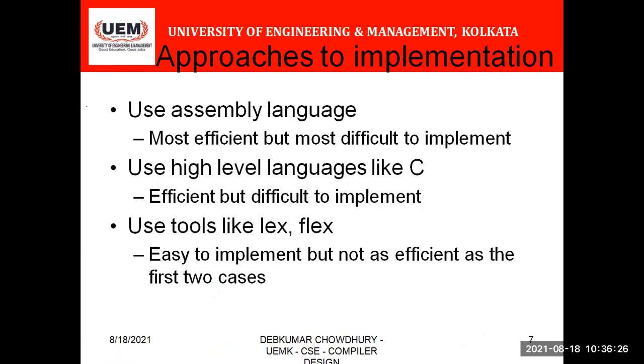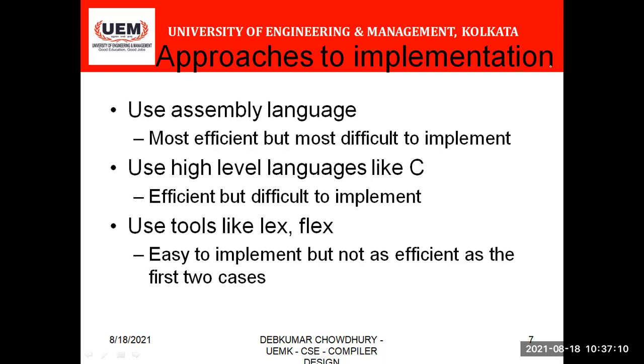Now we need to find out what the approaches to implementation are. If you talk about computer understandable language, there are basically three types of languages. The first and top level is the high level language, like C. A high level language is very easily understandable to the user, but it is very difficult for the internal hardware components of the computer to implement.